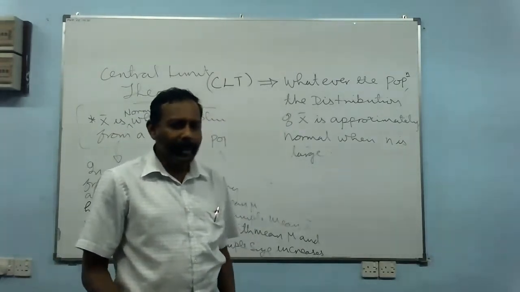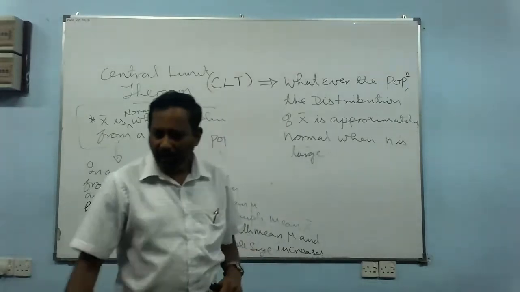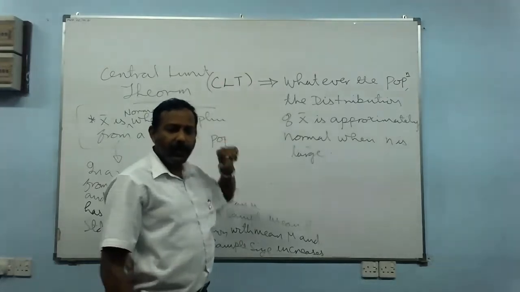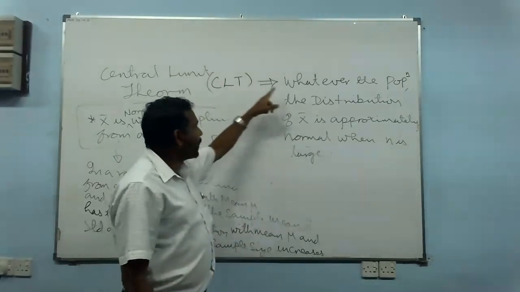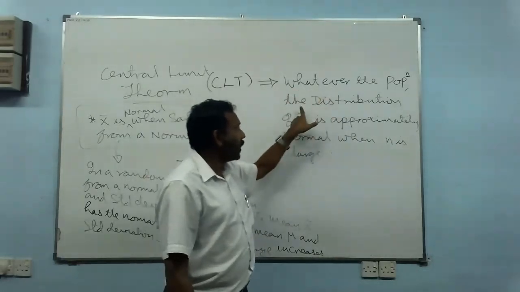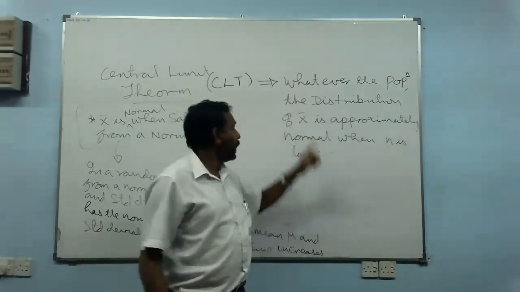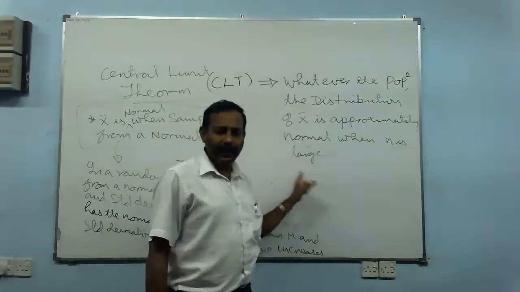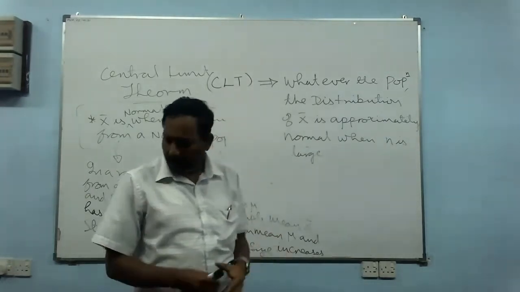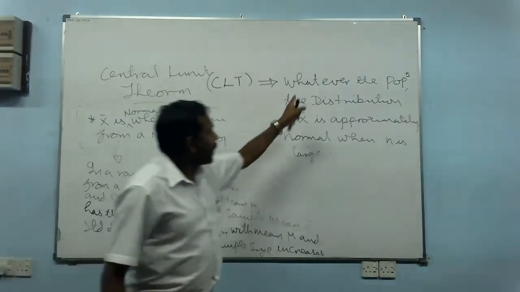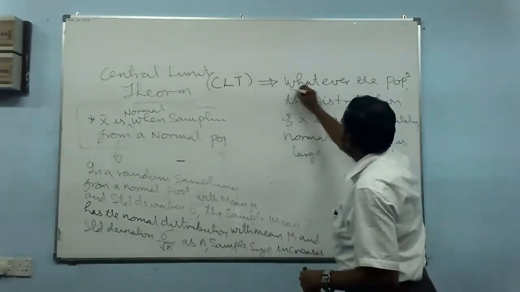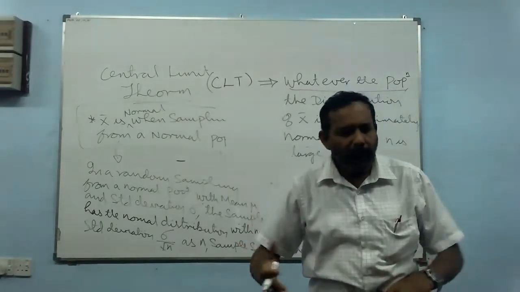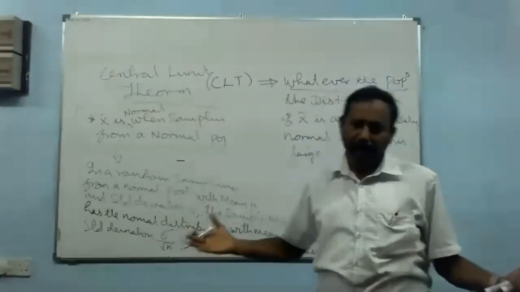Okay, we will continue. So, central limit theorem. What is the central limit theorem? This is very important in statistics when you do sampling and so forth. The central limit theorem says whatever the population, the distribution of x bar is approximately normal when n is large. So what does it mean? When you say whatever the population, that means the parent population could be normal or not normal, it doesn't matter.